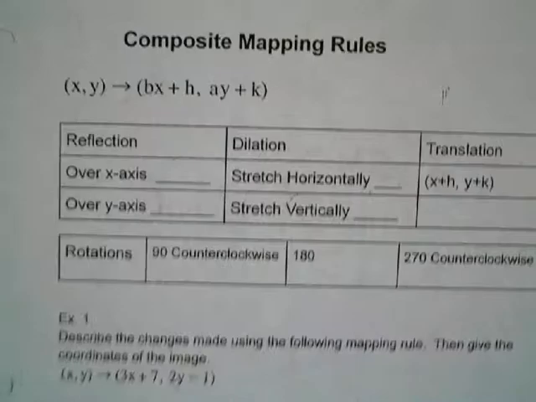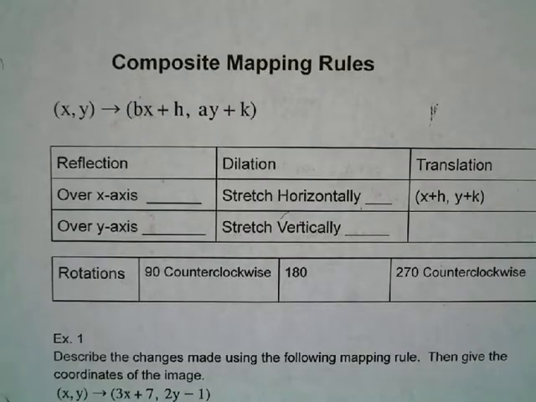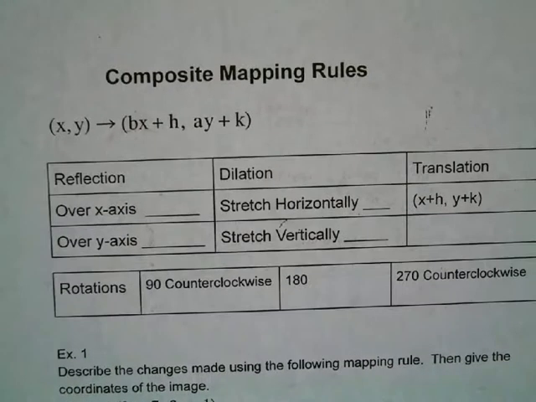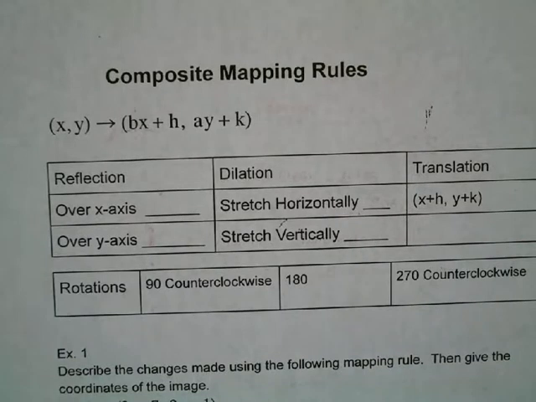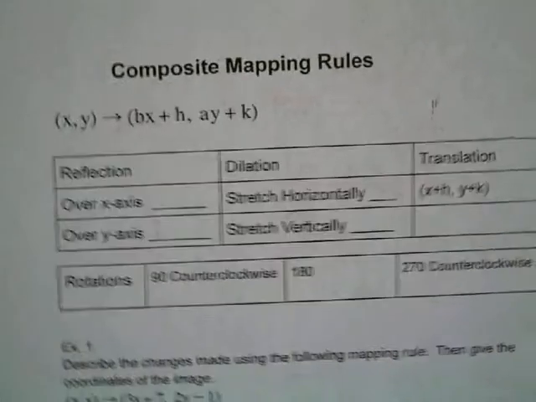Composite mapping is a fancy way to write out what we did a little bit. We called it the rules with translations. Composite just means you're going to do more than one type of translation. It's like a multi-step problem versus a one-step problem.